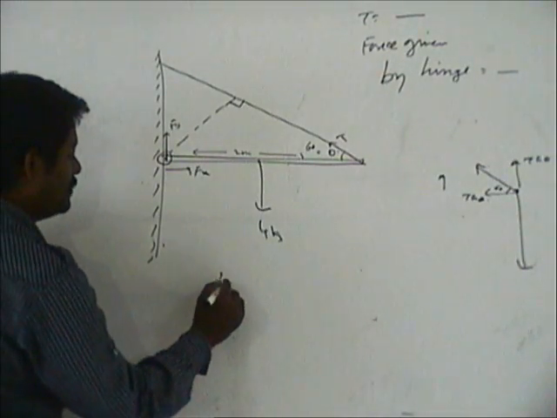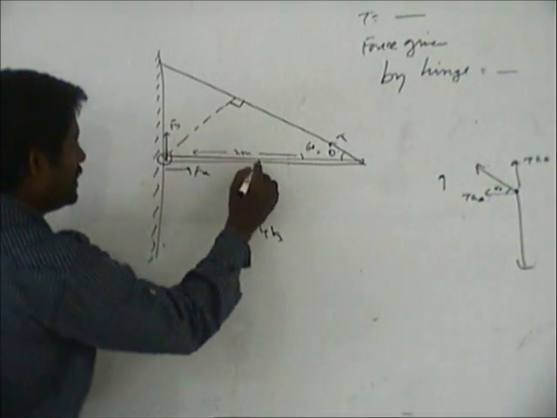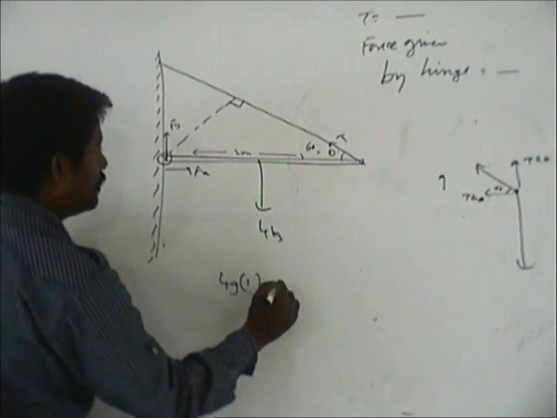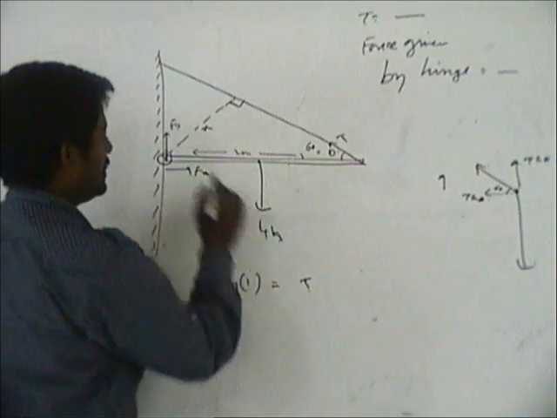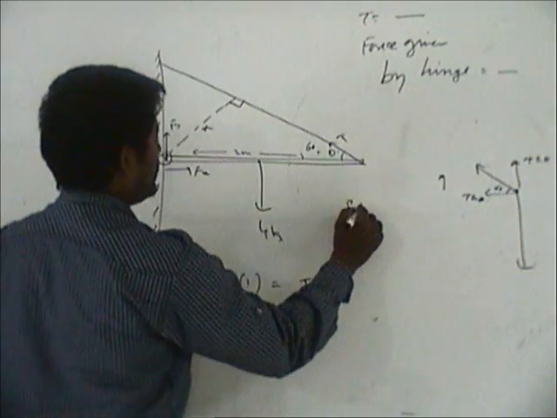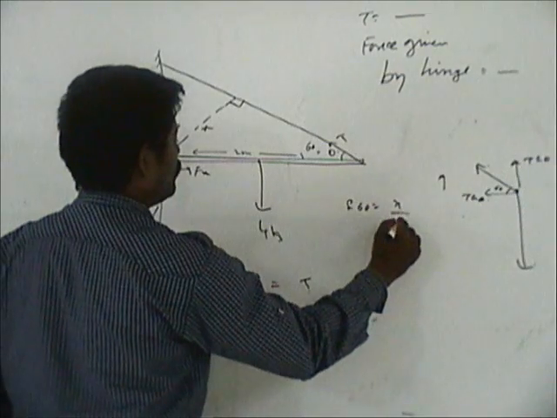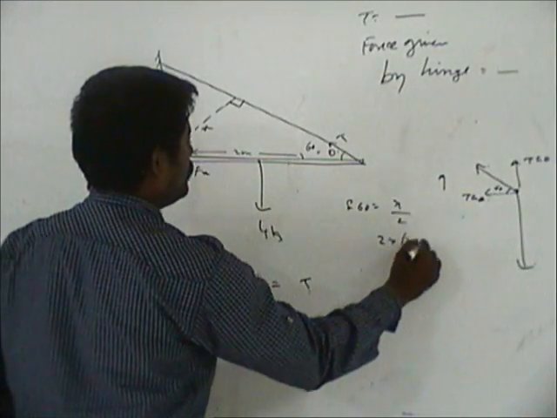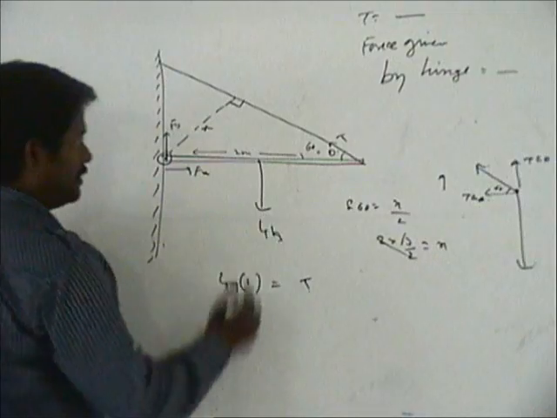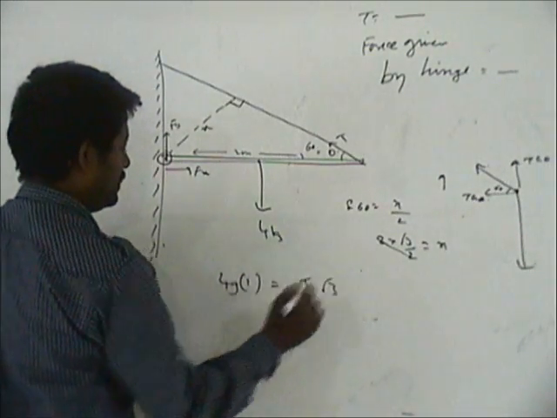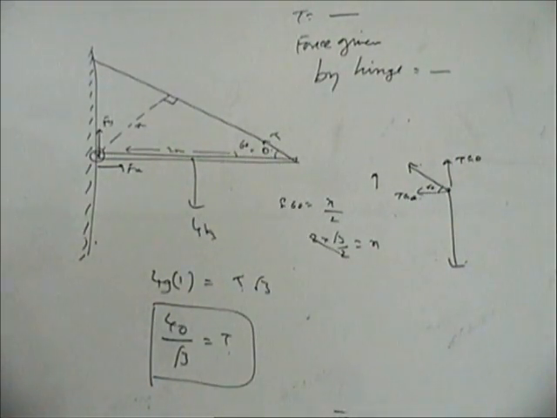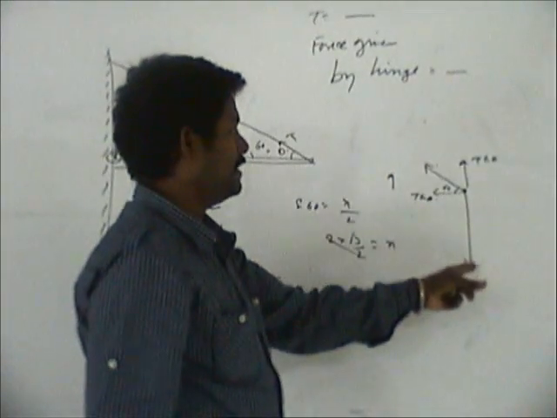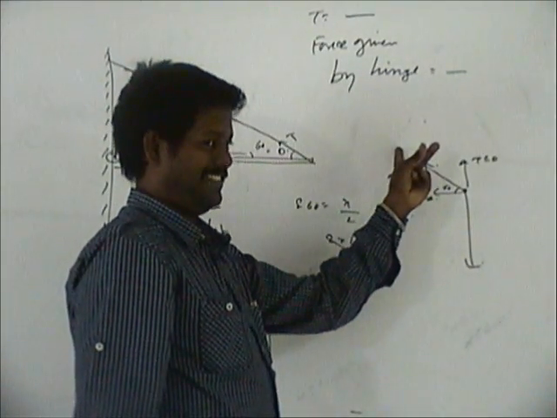Therefore, mg force into perpendicular distance 1 equals T into perpendicular distance x. That is how much? Sin 60 is x by 2. 2 into root 3 by 2 is x, that is root 3. So T into x is root 3. That is 40 by root 3, which is the tension. Tension cannot be equal to the weight. How is the logic? Weight is downward, tension is at this angle.